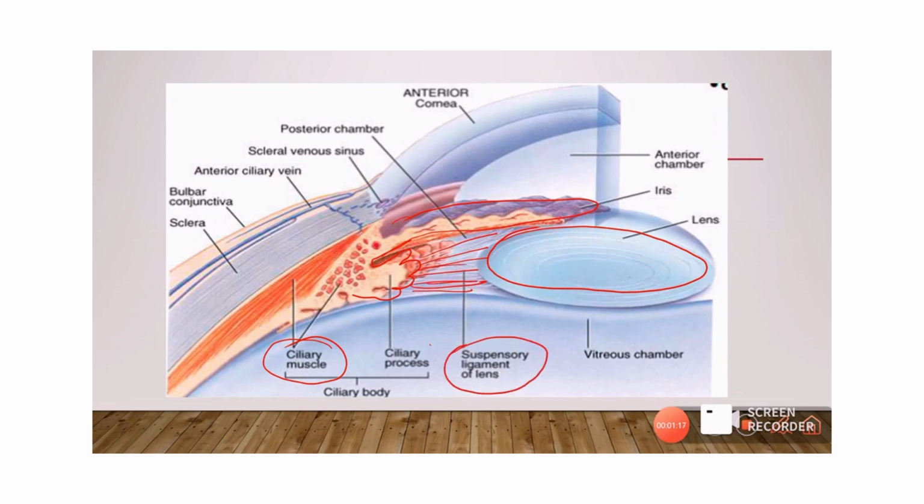The ciliary body is thrown into folds, and these folds are called the ciliary processes. So from the ciliary processes we can see certain ligaments which are present on both sides, and they will actually suspend the lens from the ciliary body. Since they are suspending the lens from the ciliary body, they are called the suspensory ligament of the lens.